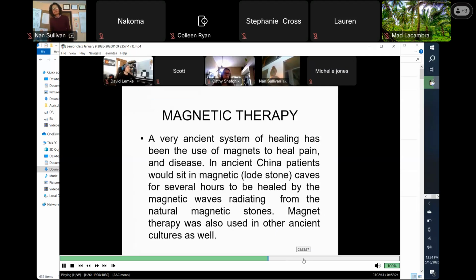A very ancient system of healing has been the use of magnets to heal pain and disease. In ancient China, patients would sit in magnetic caves, or what are known as lodestone caves, for several hours to be healed by the magnetic waves radiating from the natural magnetic lodestones. Magnet therapy was also used in other ancient cultures as well.